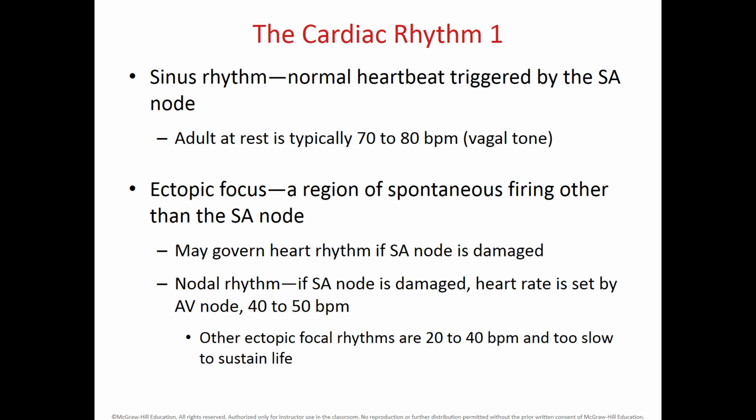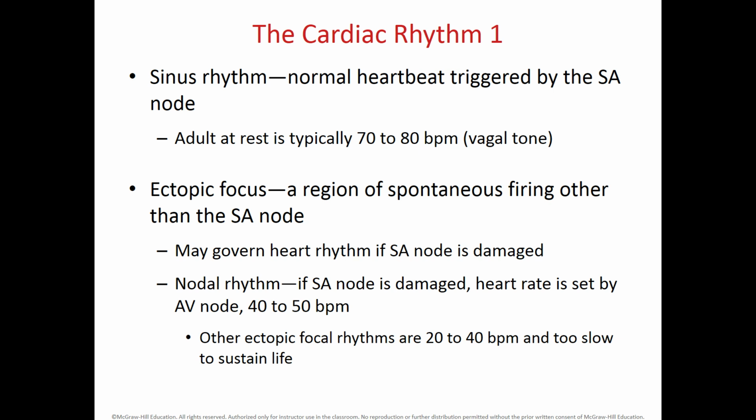So if the SA node is damaged, as happens in some cases, the next part of the conducting system will make the heart beat at a lower rate. The AV node will take the lead as the new pacemaker of the heart, and it will make the heart beat between 40 to 50 beats per minute.